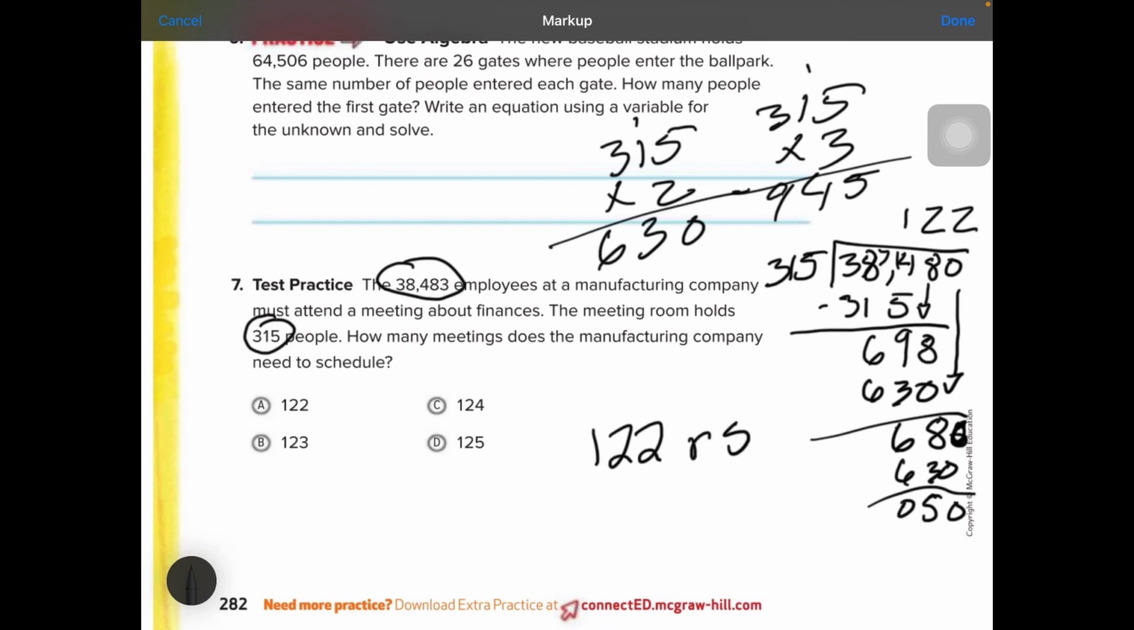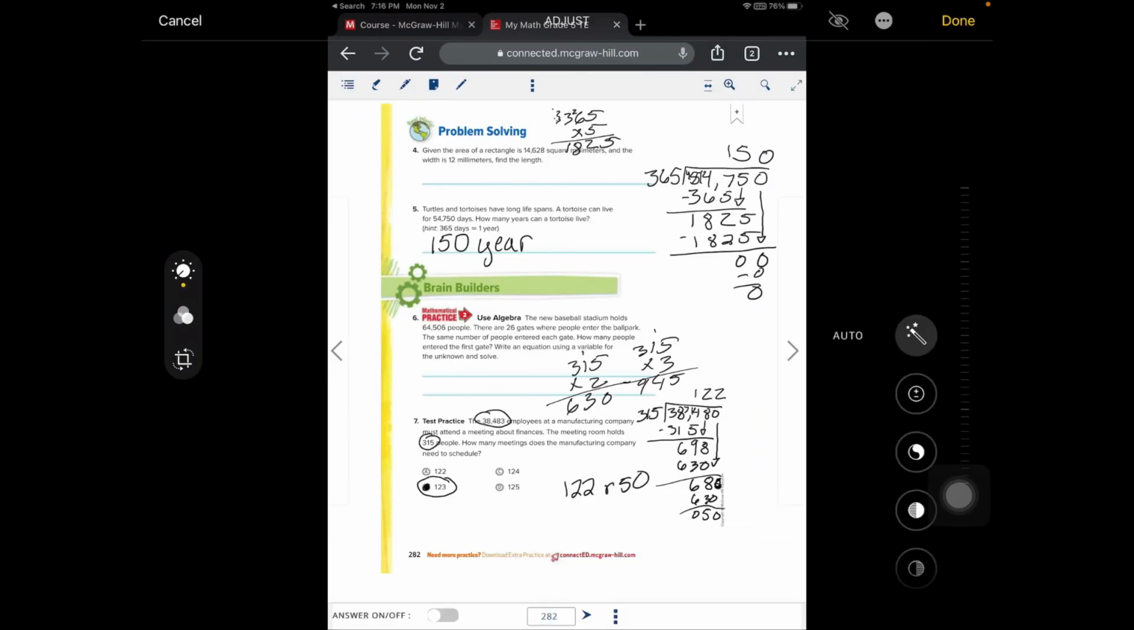So they need to have at least 122 meetings, but we have a remainder of 50. So I do see the answer 122, but these 50 people need a meeting. So how many meetings does the manufacturing company need to schedule? Yep. It says when you interpret the remainders, we need to have 123 so these 50 people are not left out. Okay. All right, rip that out and turn that in and give yourself a pat on the back.